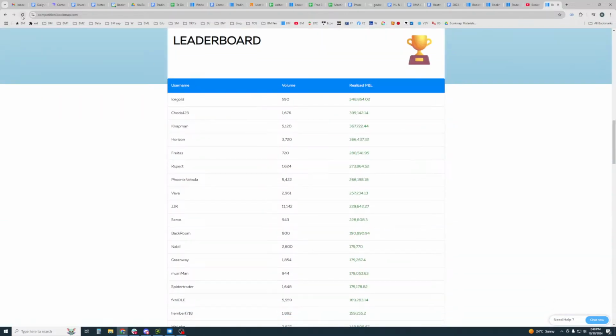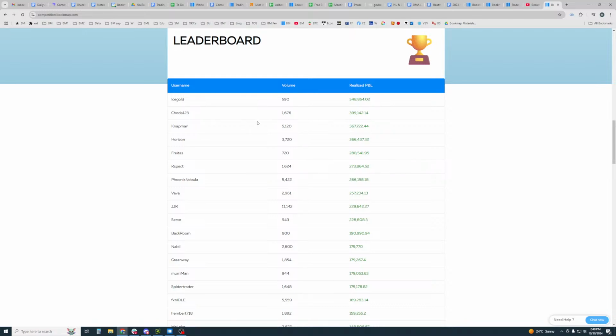All right, so anyway, let's take a quick look at the leaderboard here. You can see, let me do a refresh here. Ice Gold here has traded 590 contracts and is up almost more than $500,000. So that's pretty good return, almost 55% return in just like a day or so.